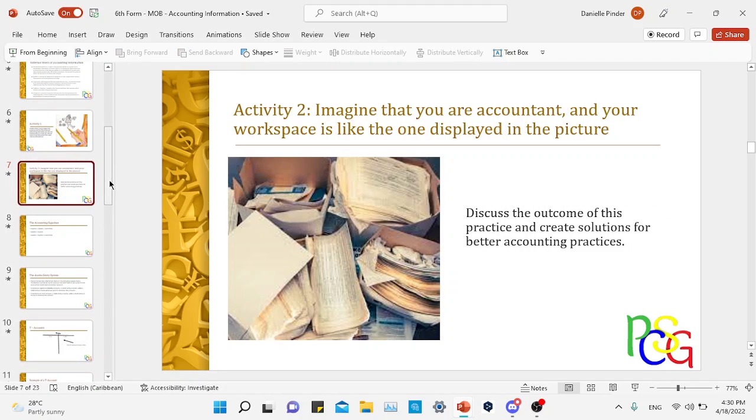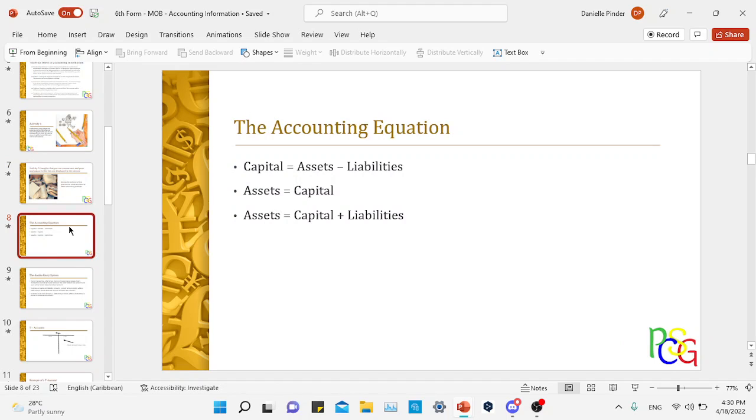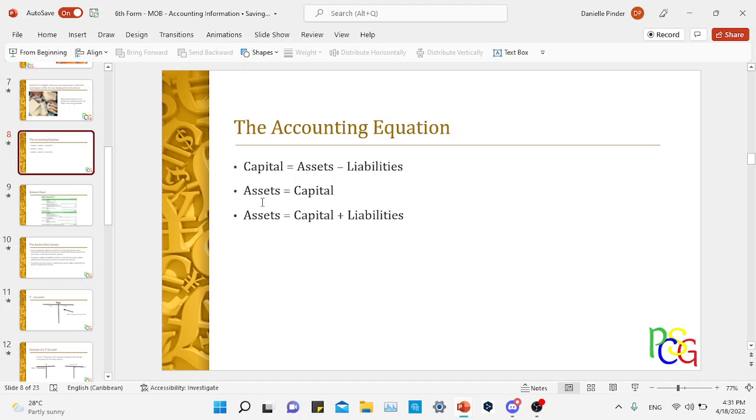Okay, all right. So the next thing that we're going to do is look at the accounting equation. Not really too much. If you want to calculate your capital, in order to get capital, you would just subtract your liabilities from your assets. And do you know the definition of capital, or what capital is to you?